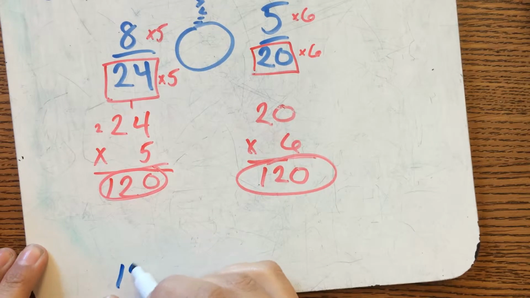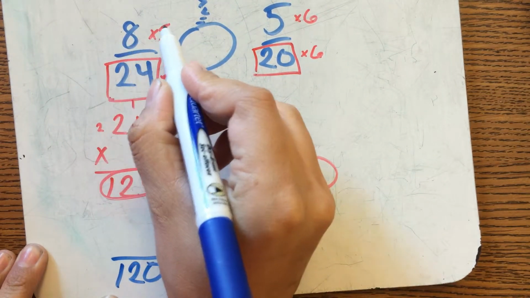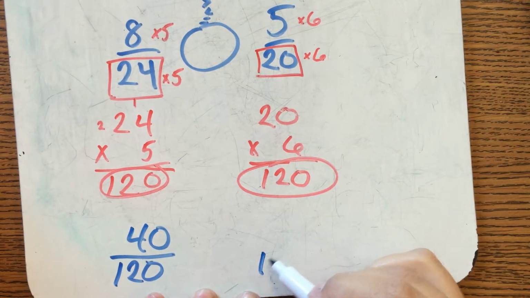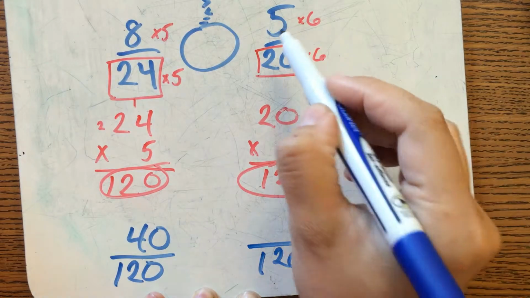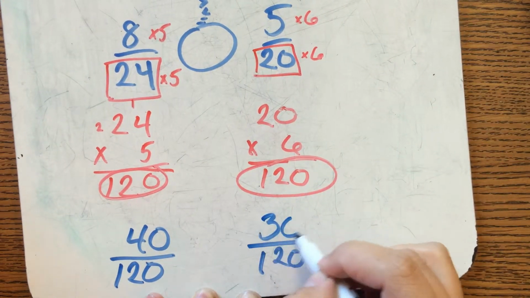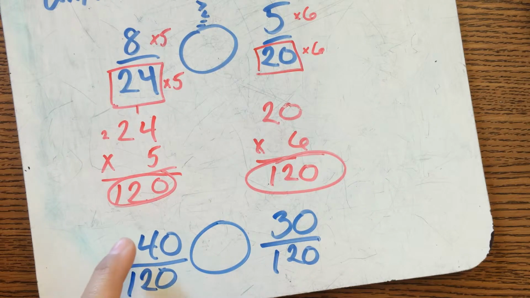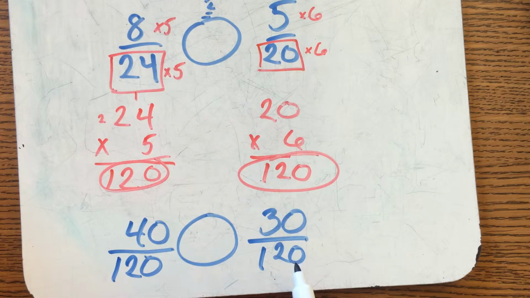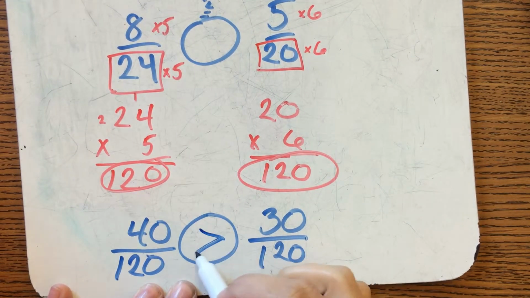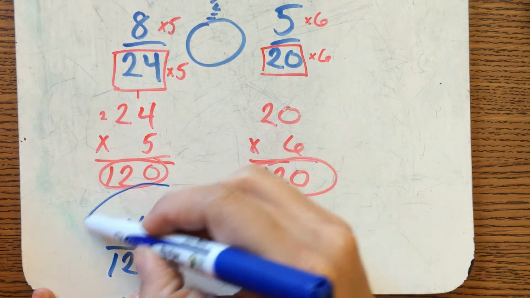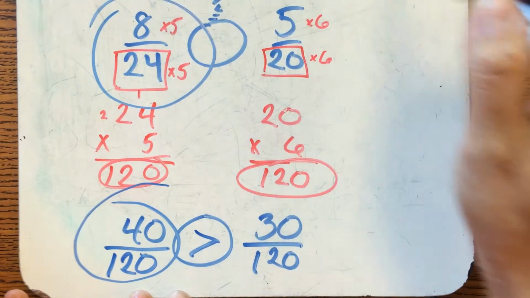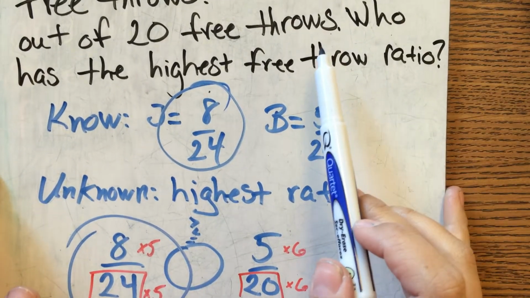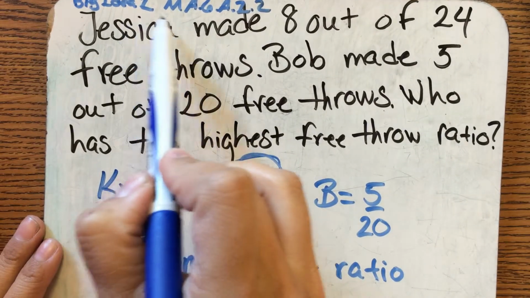24 times 5 is 120. 8 times 5 is 40. 20 times 6 is 120. 5 times 6 is 30. Is 40 over 120 greater than, less than, or equal to 30 over 120? It's greater than. This one was the bigger ratio, the higher ratio. And who had it? Jessica. Who has the highest free throw ratio? Jessica.